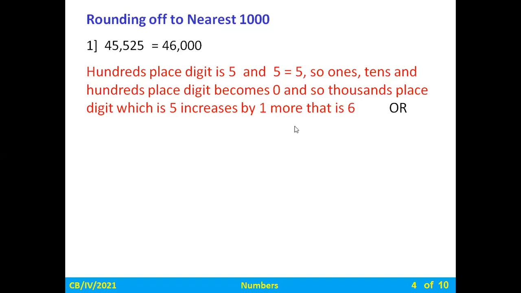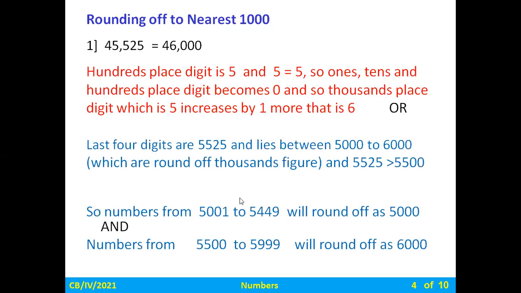The other way to understand is, the last four digits we have to consider, that is 5,525, and it lies between which extremes? Again the same range we have to consider, 5,000 to 6,000. The middle number of 5,000 to 6,000 is 5,500. So we first compare it with that, and you can see here 5,525 is greater than 5,500, so it got rounded off as 6,000.